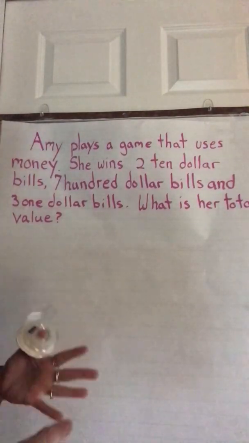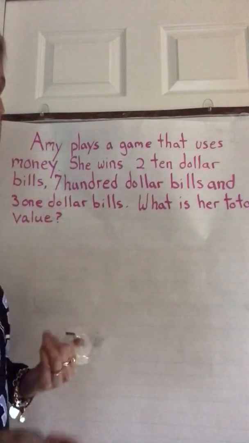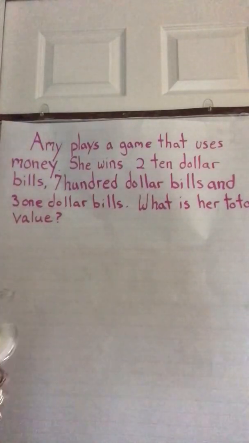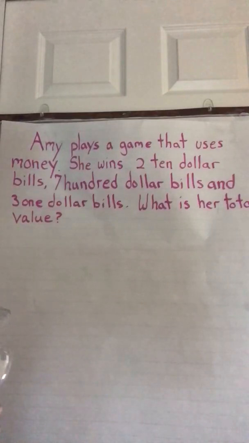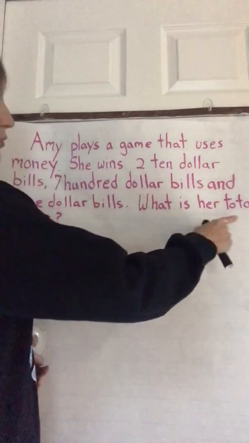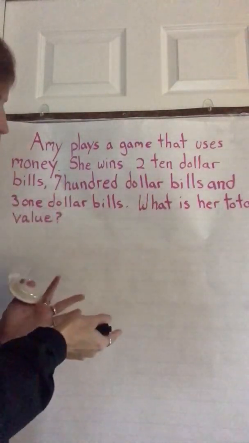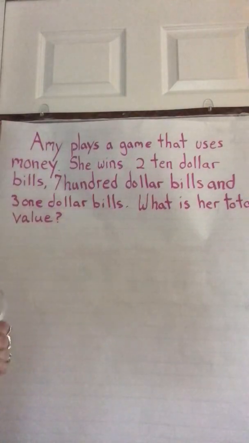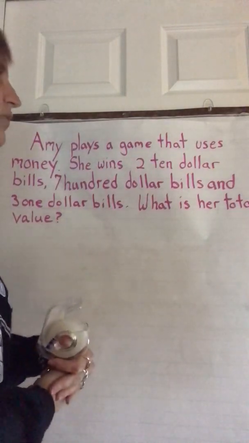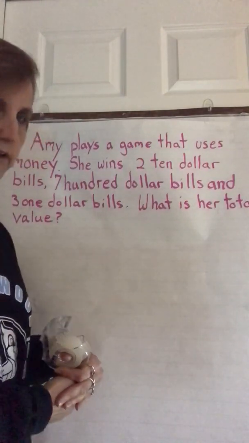How much money does she have? Leading into our question, what does the problem want us to find out? It wants us to find out her total value. The problem is about money and the different bills that Amy won. And what they want us to find out is her total value.